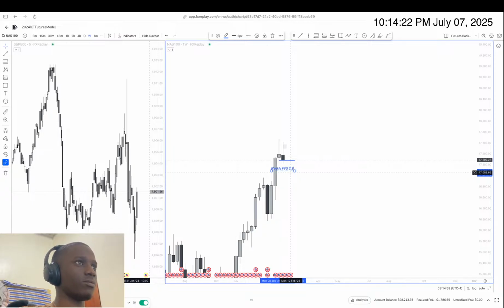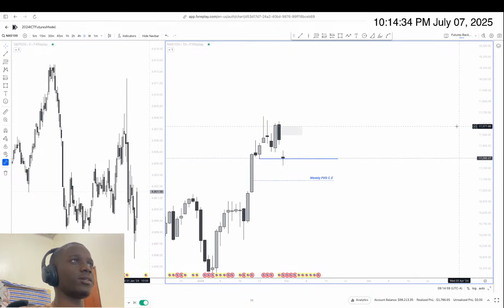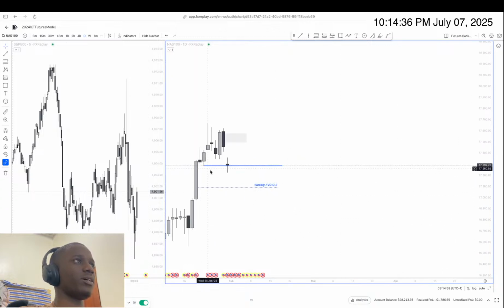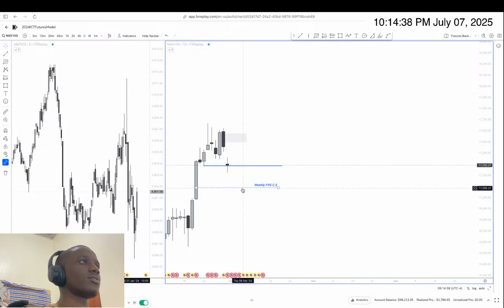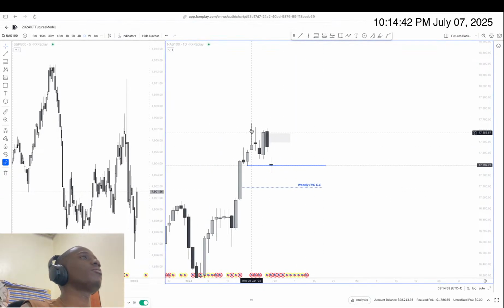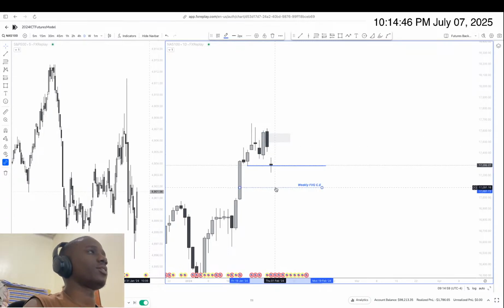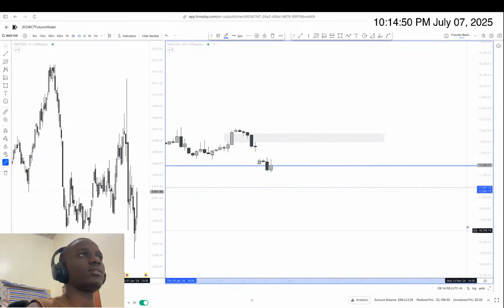FVG consequent encroachment. Now going on the 4 hour, sorry, on the daily, you can see that we will also have this fair value gap, so you might drop into this consequent encroachment and then push higher. Now I'm basically looking for a drop until we reach this consequent encroachment.